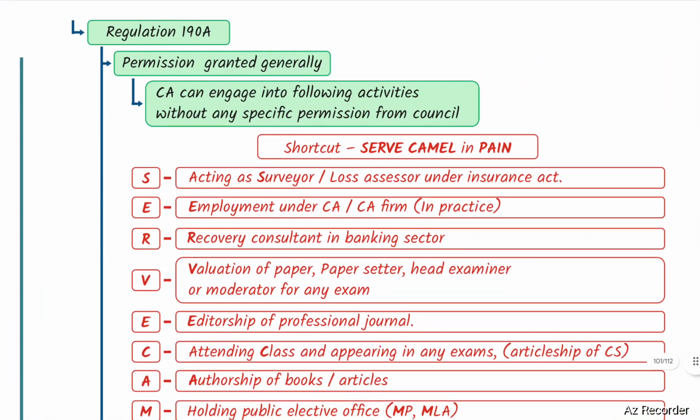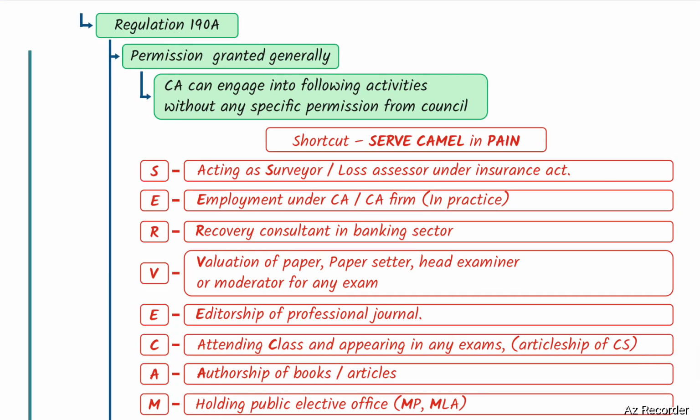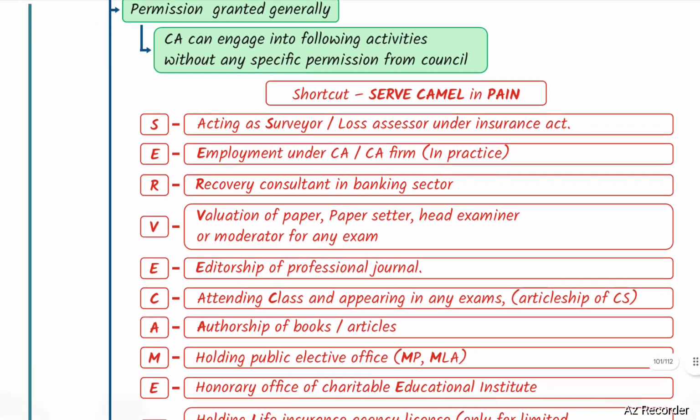Next, Regulation 190A. Permission generally granted. That means general permission from the ICAI Council. A CA can engage in the following activities without any specific permission from the Council. That means general permission is taken. Hint is "SERVE CAMEL IN PAIN".